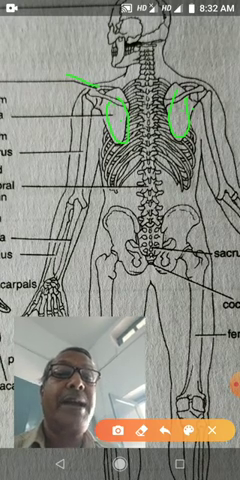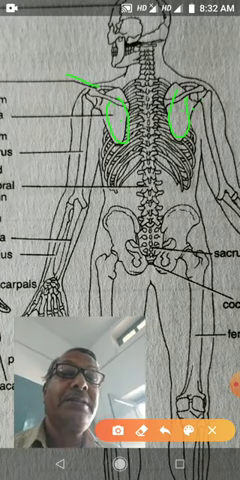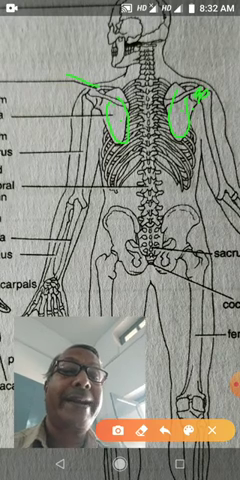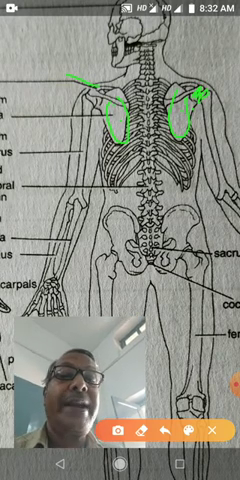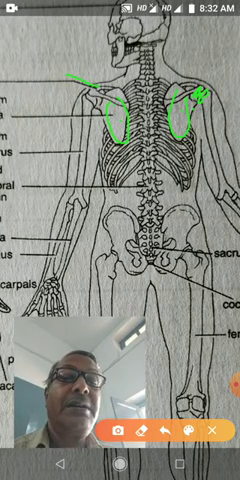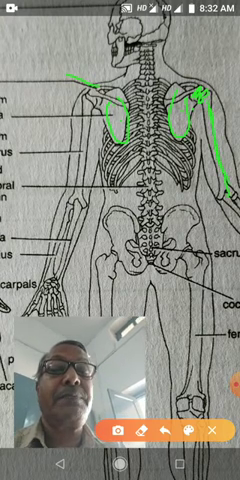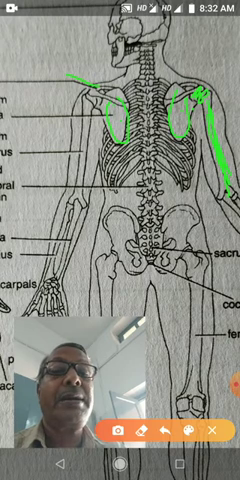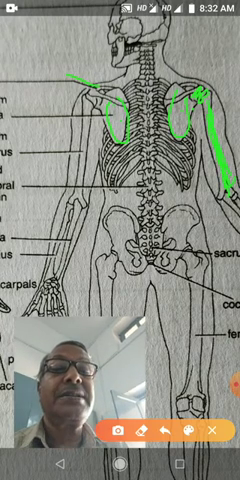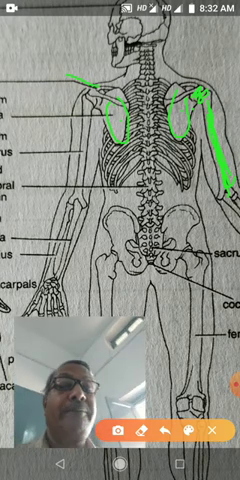In the scapula a cavity is present. This cavity is called the glenoid cavity, and the bone of the upper forearm, called the humerus, is going to fit in the glenoid cavity of the scapula.